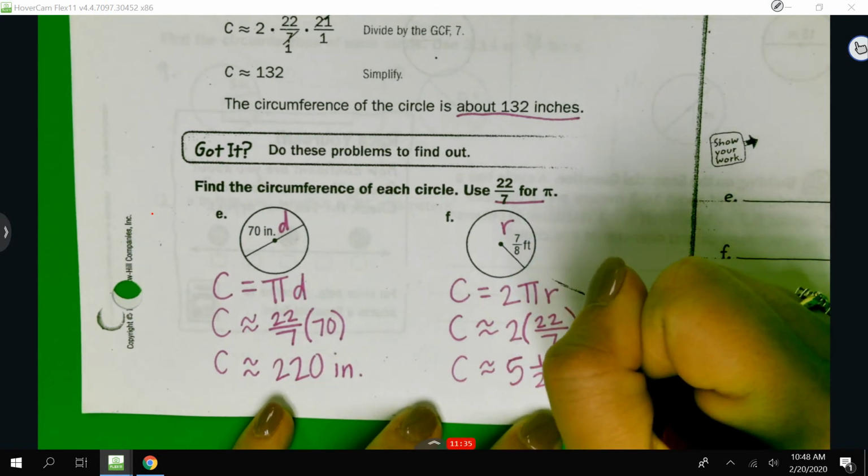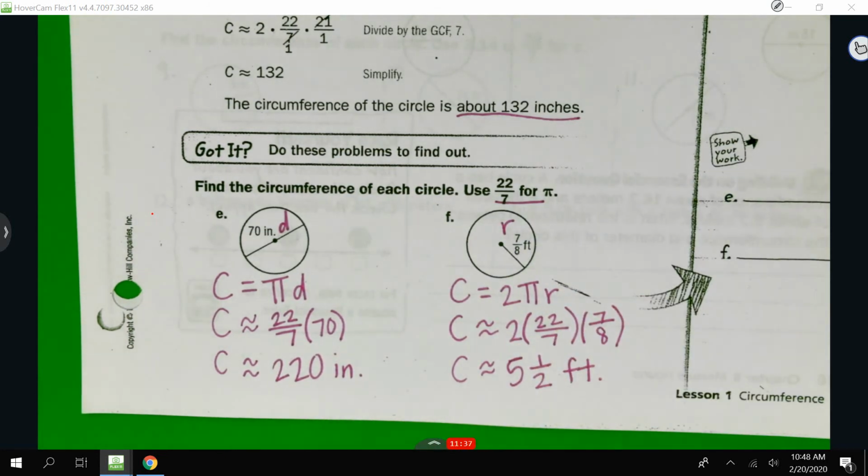Does it matter if you write this as a fraction or a decimal? No. What would it be as a decimal? 5.5. Questions on that? So if you're given radius, use the one that has r in it. If you're given the diameter, use the formula that has the d in it.